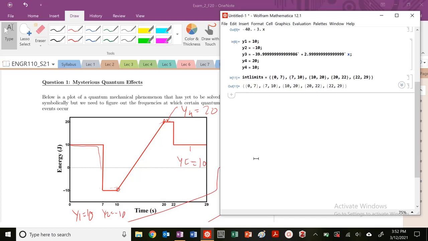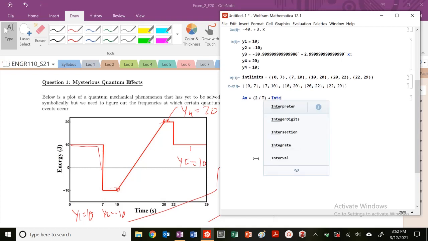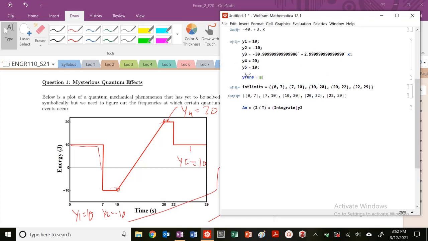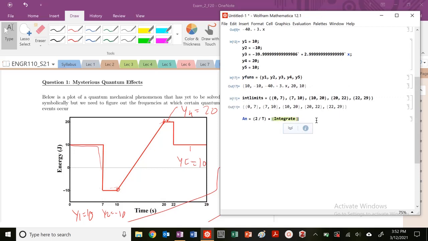So we've got our period. Now I'm going to do my a sub n, which is going to be equal to 2 divided by T times integrate. Now I'm going to get my y. I'm going to make a little table. I almost made a huge mistake here with y sub 5. So my y funds are going to be equal to y1, y2, y3, y4, y5. Those are my functions. It's always easier to do this step by step. It's a nice little teaching moment.